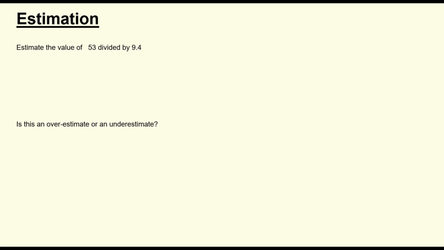Okay, this is interesting because when we round, my first instinct would be to go, right, so I've got to do 53 divided by 9.4. My first instinct would be to do 50 divided by 9. Of course, we have a problem here. 50 divided by 9, that's not something you can do in your head in 5 seconds. So we've made a calculation that's too hard.